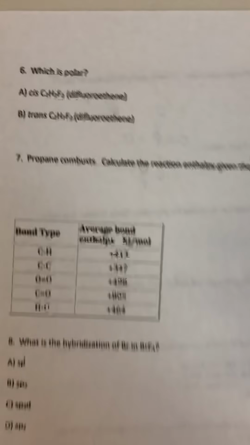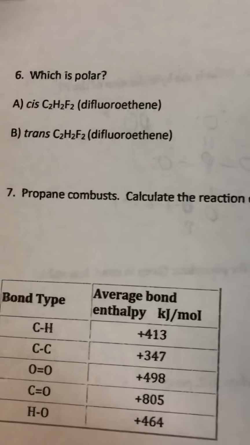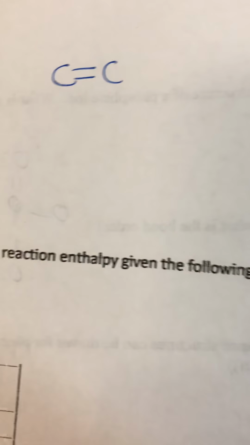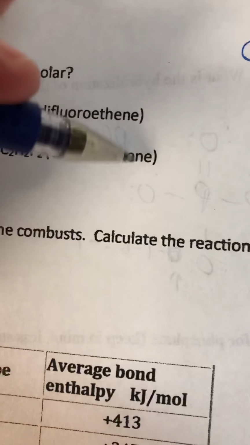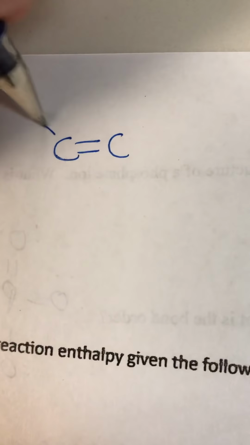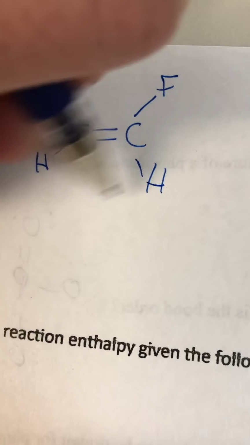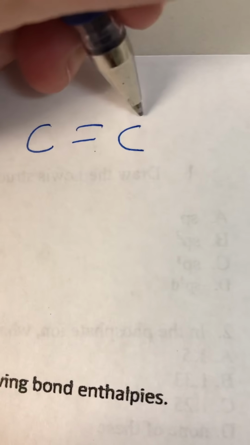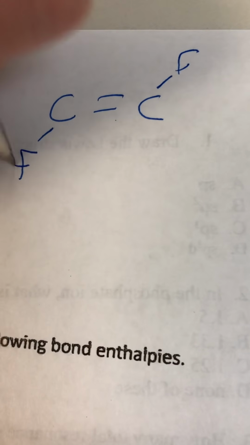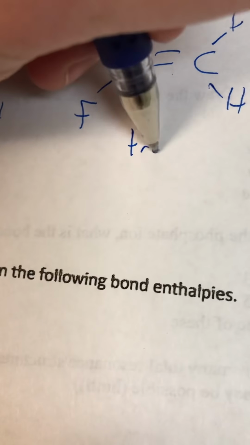Moving on to the next question, which is polar. Cis means same, trans means different. So let's go ahead and draw these out. We have a double bond because they're both enes, and one has a fluorine on one side, or the same side. This would be our cis isomer, and then over here we would have a trans, meaning opposite, like so. So this would be trans.